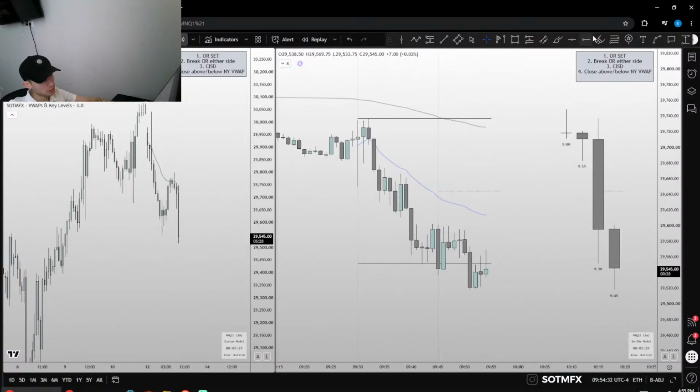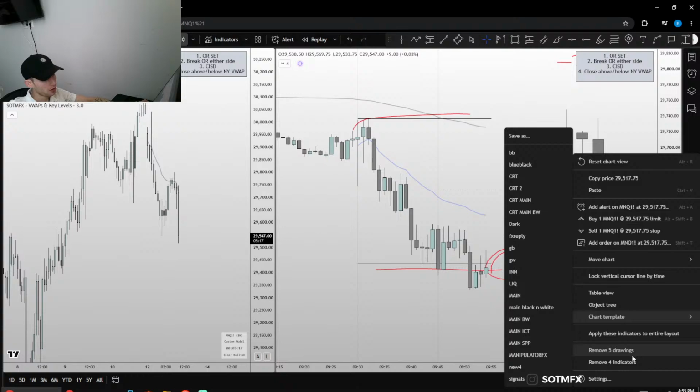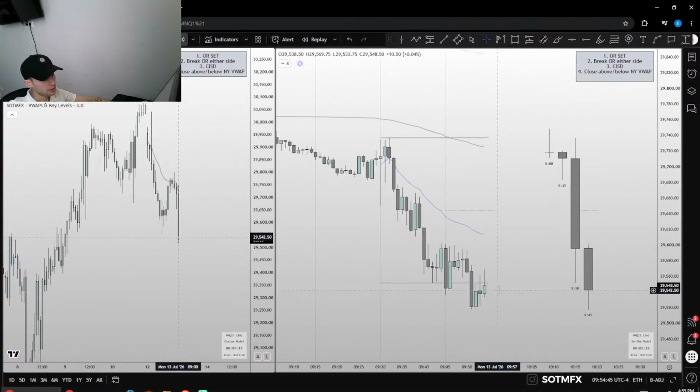So now, at this point, I have only number one, which is opening range set, and I have number two, which is break of either side of the range. Now we have a break of the opening range low. Now I'm waiting for CISD to the upside and closure above the New York VWAP, and I'm looking to trade to the opening range high.